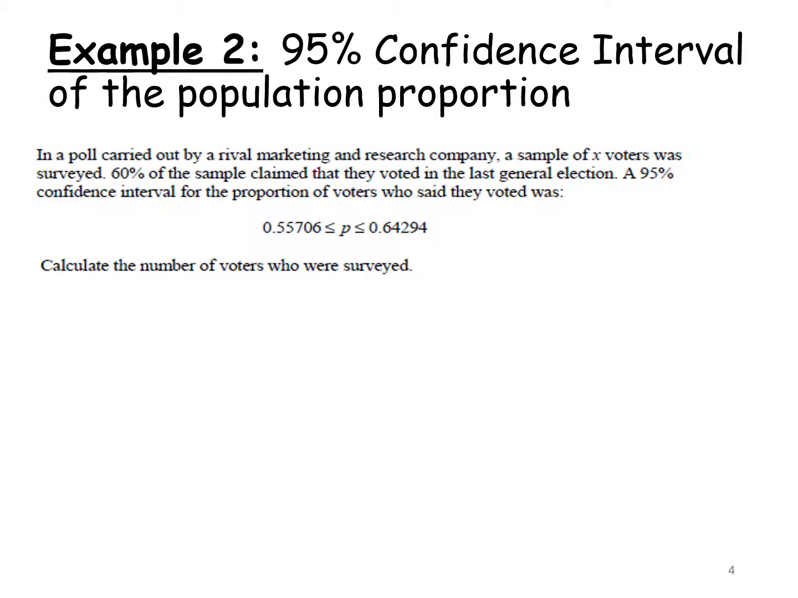So we're going to do another example of working backwards. In a poll carried out by a rival marketing and research company, a sample of x voters was surveyed. 60% of the sample, so they've given us straight out that this is p hat, claimed that they voted in the last general election. A 95% confidence interval for the proportion of voters who said they voted was this. Calculate the number of voters who were surveyed.